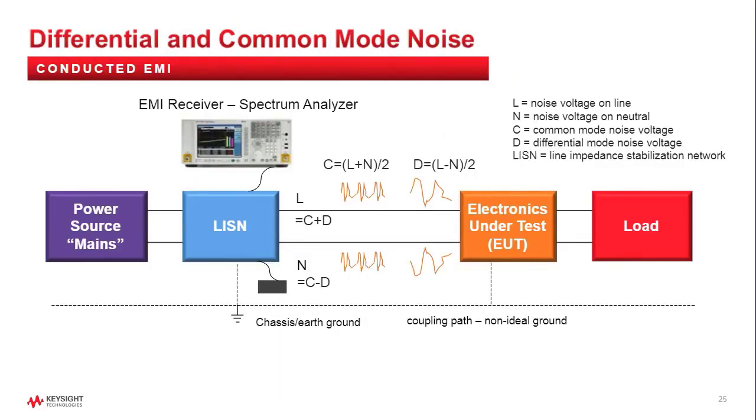All right, moving on, slide 25. When we do these conducted measurements in the chamber or in the simulation environment, we want to separate our differential and common mode noise. And we need something special to do this. It's called a LISN, a line impedance stabilization network. This is a special piece of instrumentation, and we'll set this up in the simulation as well.